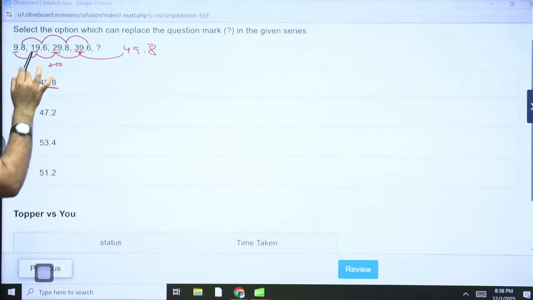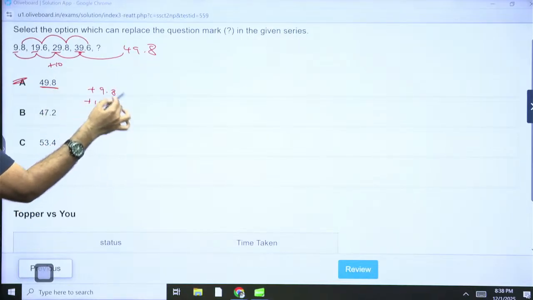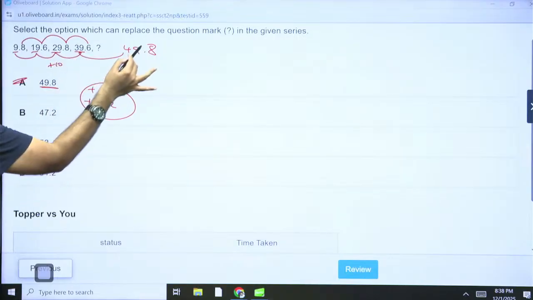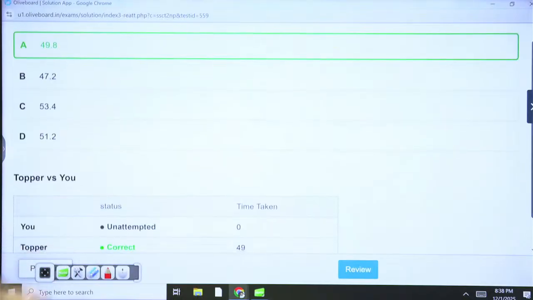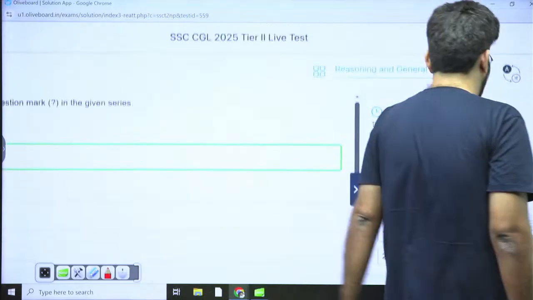What was the actual logic? The actual logic is by difference. You find out the difference. So you will see this is either 9.8 or 10.2. This is alternating. So 9.8, 10.2. After 9.8, 10.2 will be added to get 49.8. Whatever it is, option A is the right answer. 49 seconds again. Okay, fine. I'll give it away. Not a problem.